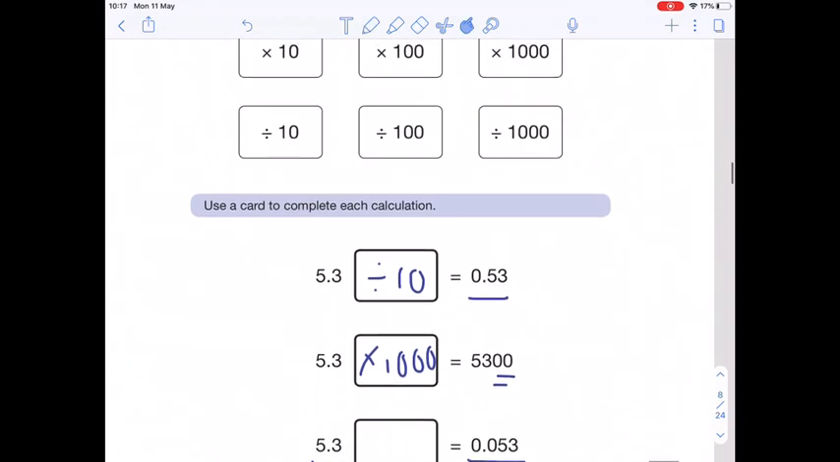This number, 2 decimal places, so that's 100 times smaller. So you should have had this one, divided by 100. You know that's 2 decimal places smaller because it's got the 2 zeros on the end. And the zeros relate to the decimal place.